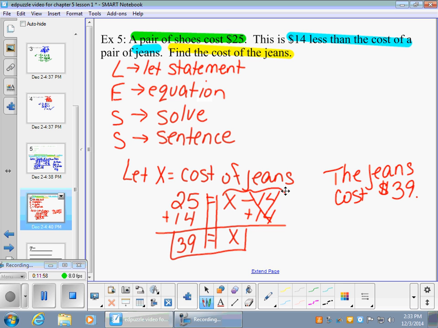Whenever you have a word problem, always check to make sure your answer makes sense. It says the shoes cost less than the jeans, and the shoes cost $25, so the jeans need to be more than that. And we got our answer is $39, and that is more. So that means our answer makes sense.